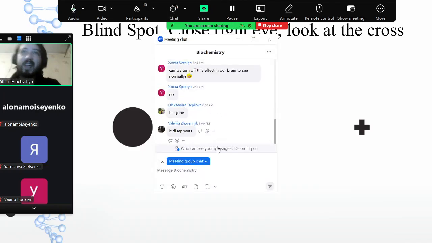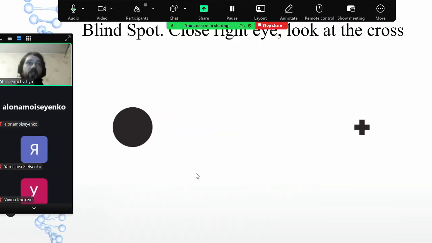It's gone. Yes, absolutely correct. It's gone. It disappears. That's basically the distance when the image of the circle gets into that blind spot. Our brain is tricky, so it tries to process the environment and hides from us the existence of that sort of blind spot. But it's there. It's there, and we are able to measure that with this sort of simple experiment.